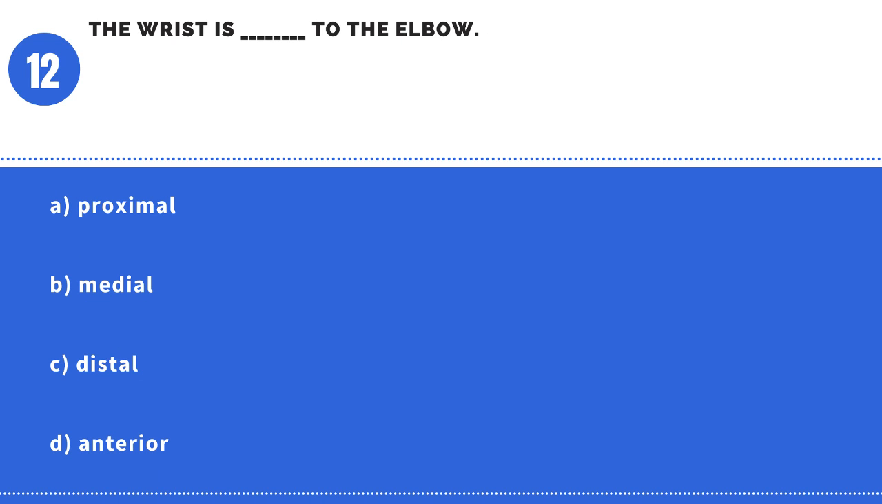Question 12. The wrist is ________ to the elbow. A. Proximal. B. Medial. C. Distal. D. Anterior.